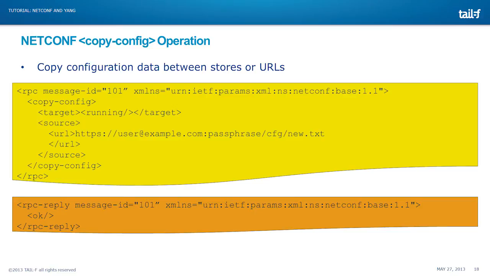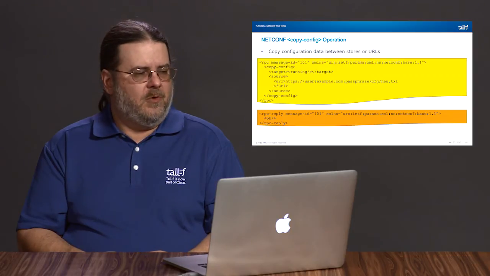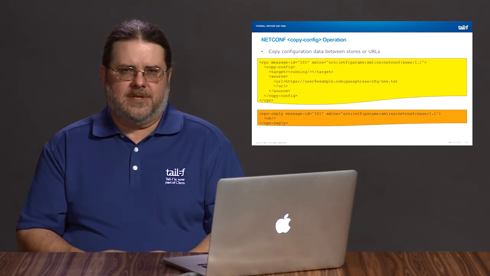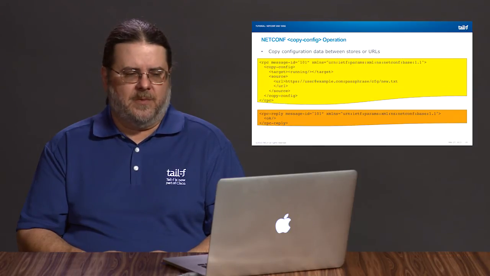So far, we've only seen OK replies. If there was a problem, the RPC reply would have the error tag, and then that error tag could contain additional detailed information about the error.